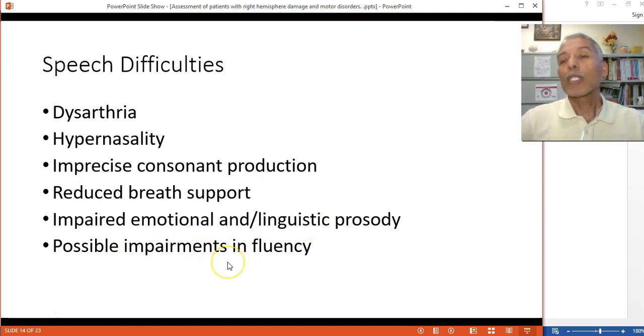And possible impairments in fluency, that's again in terms of how slow, for example, because of word retrieval, or if they would have apraxia, for example. So fluency can be affected in different ways in terms of TBI.